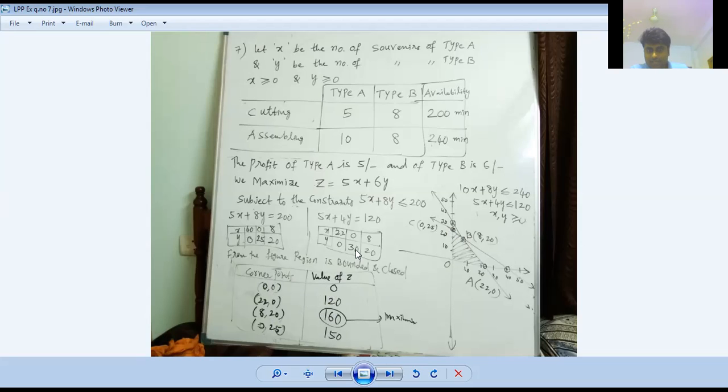So substitute these corner points in the objective function 5x plus 6y. So where are you getting the maximum? (8, 20). So what is that maximum profit? 160 rupees. So therefore what can we write as the final conclusion? Therefore, by producing 8 souvenirs of type A and 20 souvenirs of type B, we can get maximum profit as 160 rupees. That's it. It's very easy to solve like that. Okay. So hope you can understand. So now we'll go for the next question.